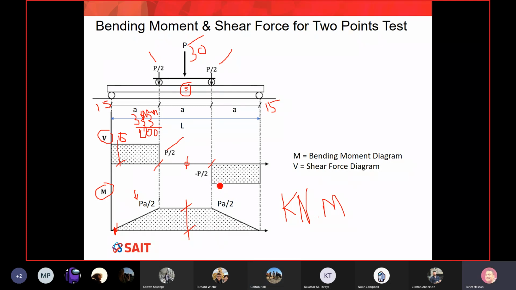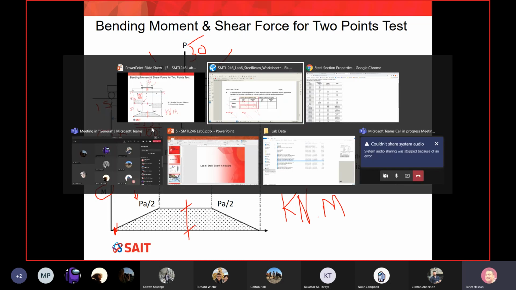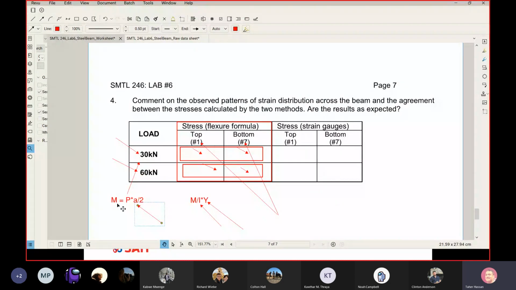333. Exactly. It's how far my point load is from the support. So at 333, as I said, be careful about the units, because this moment has to come in kilonewton meter. So you have to divide your 333 by 1000. Now, we have done this part already.